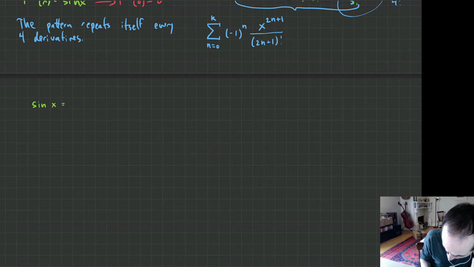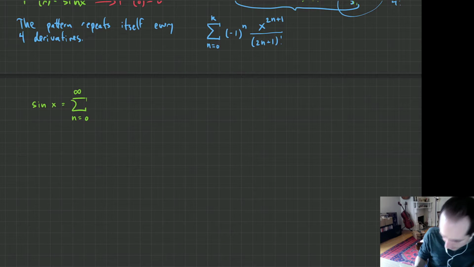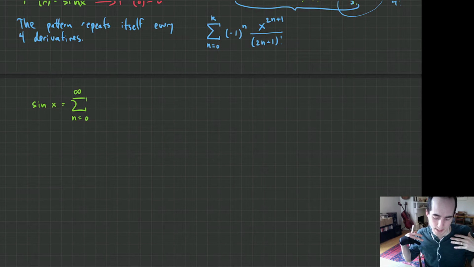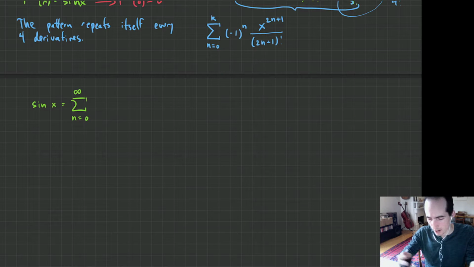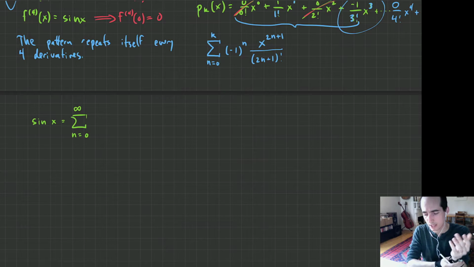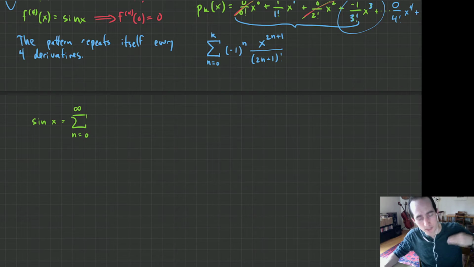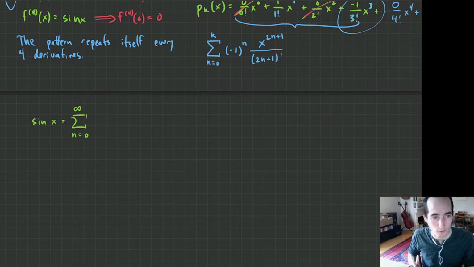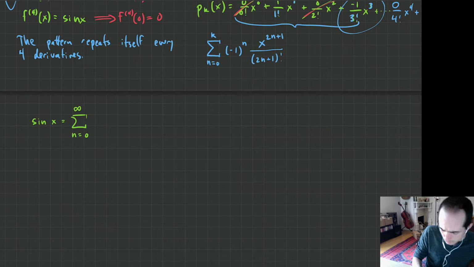So sine of x, it turns out, is the sum where n goes from 0 to infinity. This works as we keep going and going, and the higher the value of k here, the more accurate we're getting. So if we take the limit as k goes to infinity, then we actually get an exact value for sine of x. We can write this as an infinite sum, and that would look like this.